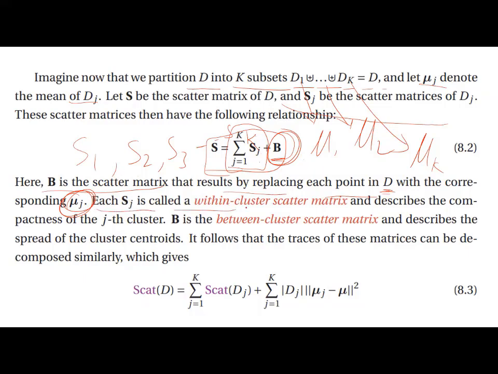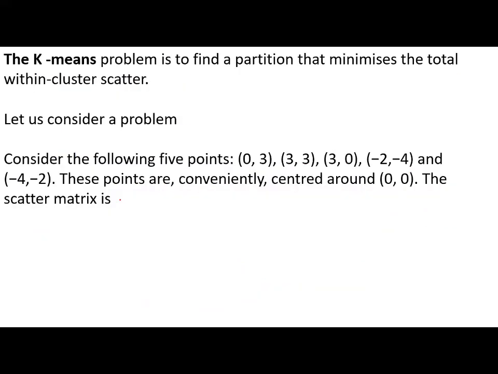Each Sj is called a within-cluster scatter matrix and describes the compactness of the jth cluster. B is the between-cluster scatter matrix. Sj is called within cluster and B is called between cluster scatter matrix. Now it follows that the traces of these matrices can be decomposed similarly, which gives the scatter matrix, scat of D. Let us see with an example.